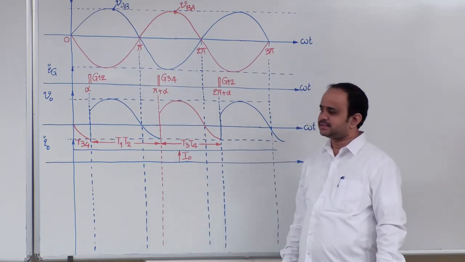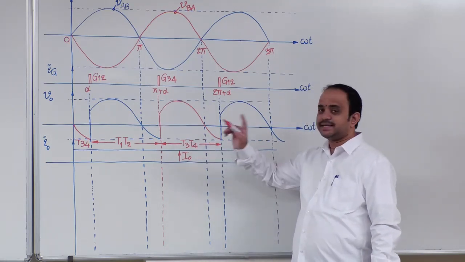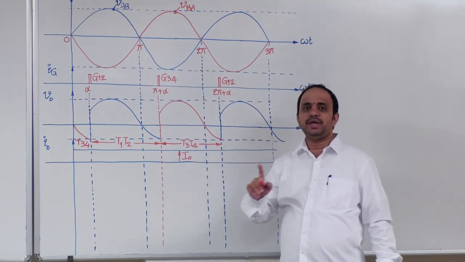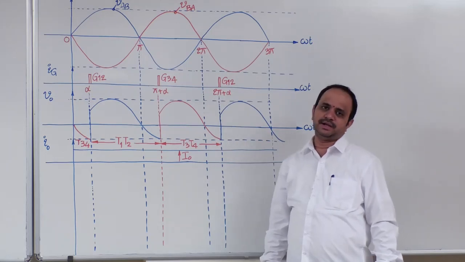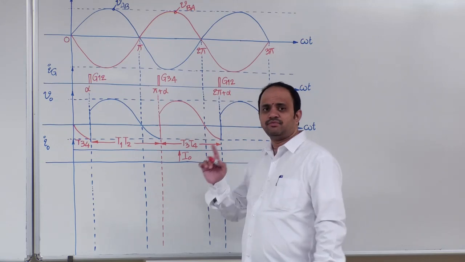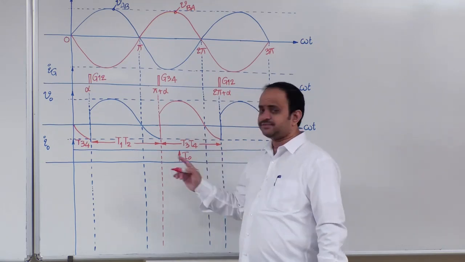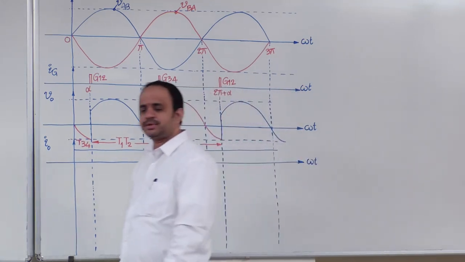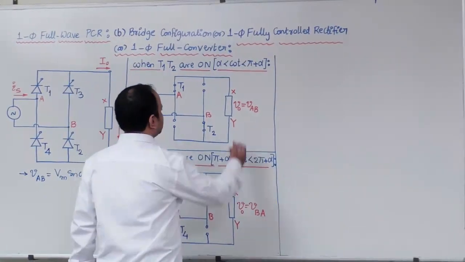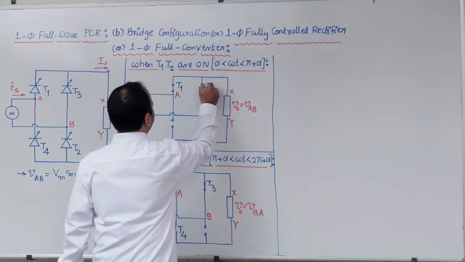What is the only difference? Earlier, only a single device was in conduction at any given time, but now a pair of devices is in conduction. Now, just like the midpoint converter, here also we should justify the line commutation process. In order to justify the line commutation process, observe carefully here.